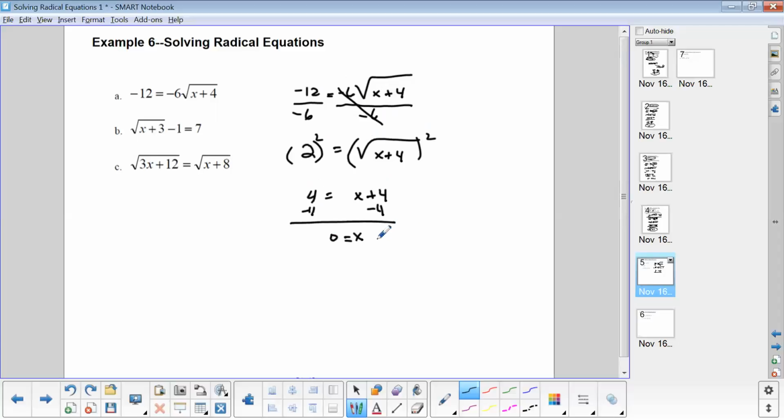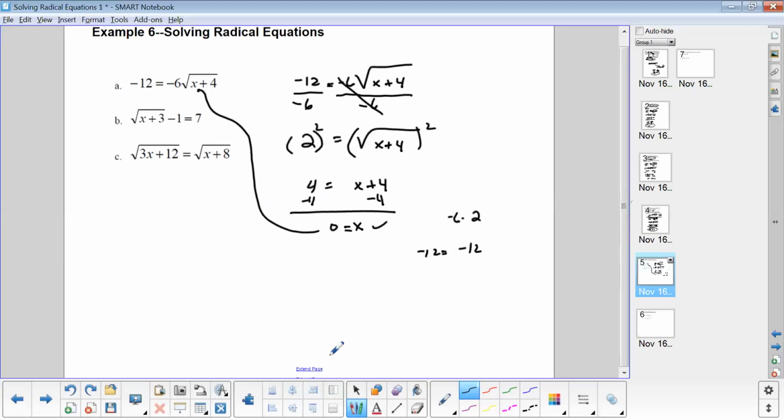And then I just want to check back in the original. 0 plus 4 is 4. The square root of 4 is 2. And 2 times negative 6 is negative 12. And the left side equals negative 12. So that just means that this is a correct solution.